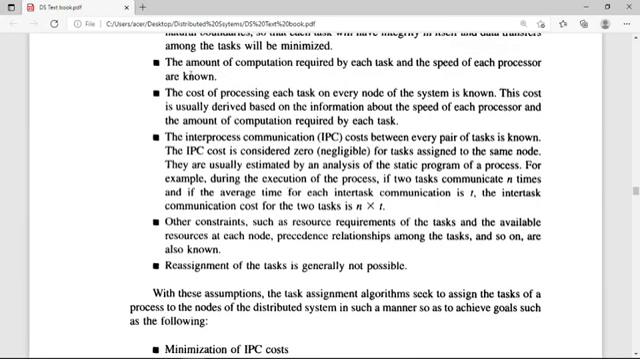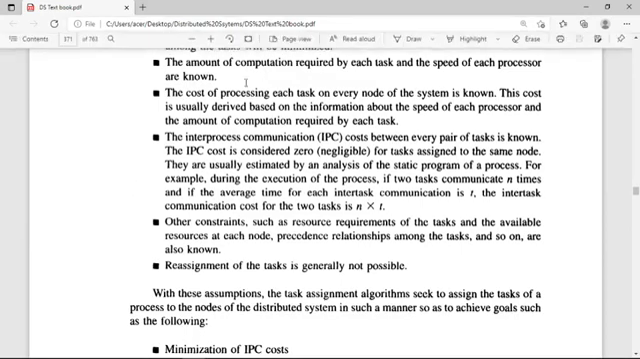Another assumption is that the amount of computation required by each task and the speed of each processor are known. Computation means calculation. How much CPU time is required for completion of a particular task is also known. The calculation speed depends upon the processor capacity, so the speed of the processor should be known.